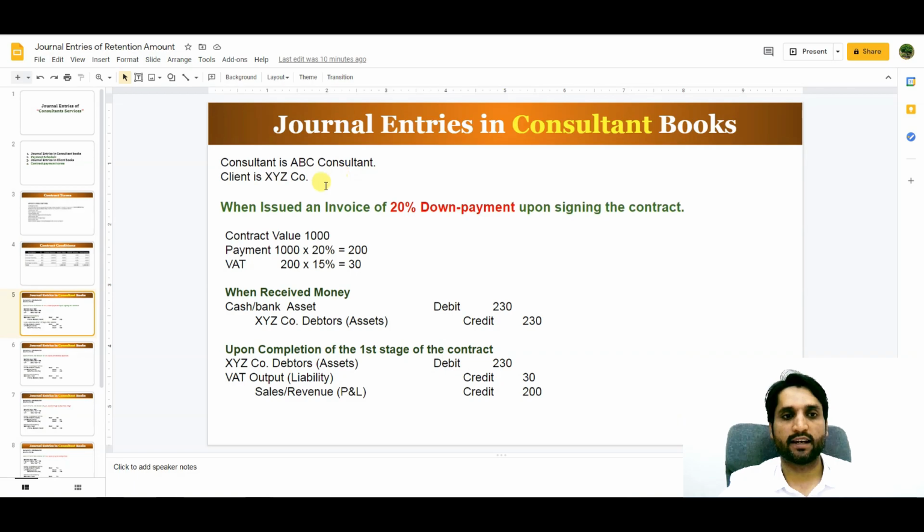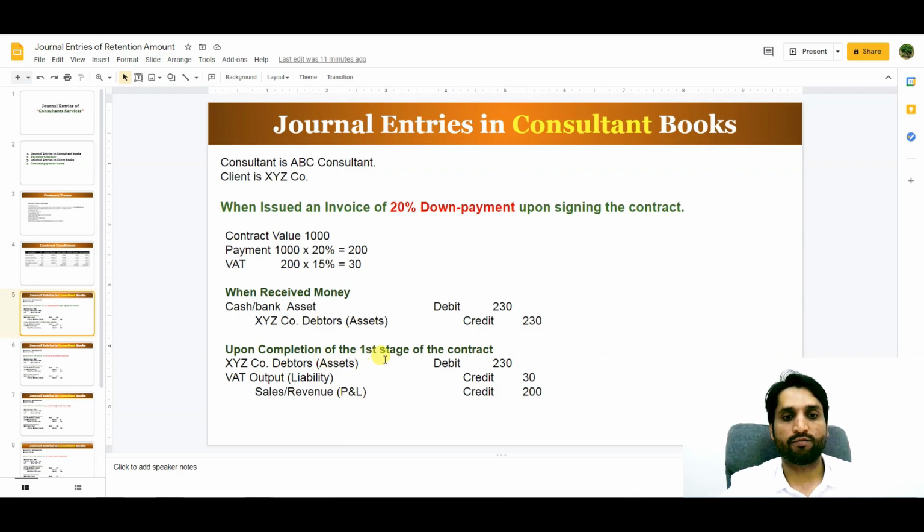The consultant is ABC consultant and the client is XYZ company. The XYZ company is taking the services of ABC consultant. Now here, 20% down payment upon signing the contract, so that value will be 200. When we calculate the VAT, it will be 230. When receiving money from XYZ company, we are going to pass an entry: cash and bank debit. We receive the money from the client, and XYZ company, as he is our debtor, will be credited 230. This amount includes VAT. We have not done the sales yet. We did not give him any services, so we did not recognize any sales yet.